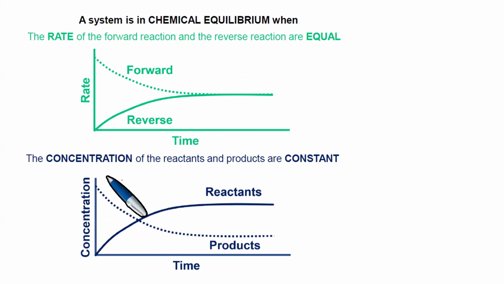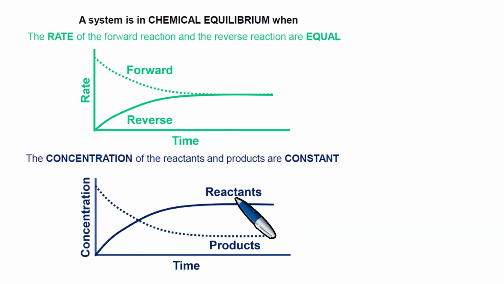The notion that the concentrations of the reactants and products are constant. So we're defining chemical equilibrium as when the concentrations of the reactants and products are constant. During chemical equilibrium, the concentrations of the reactants and products are constant, meaning that you have the concentration axis as the vertical axis and the time as the horizontal axis. What we are seeing is that the reactants and products will have constant concentrations.